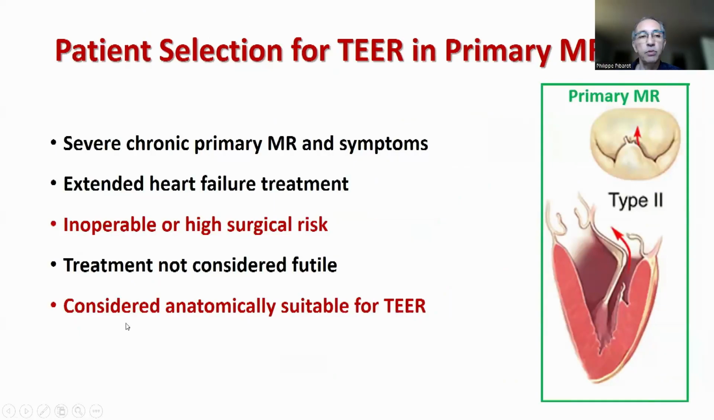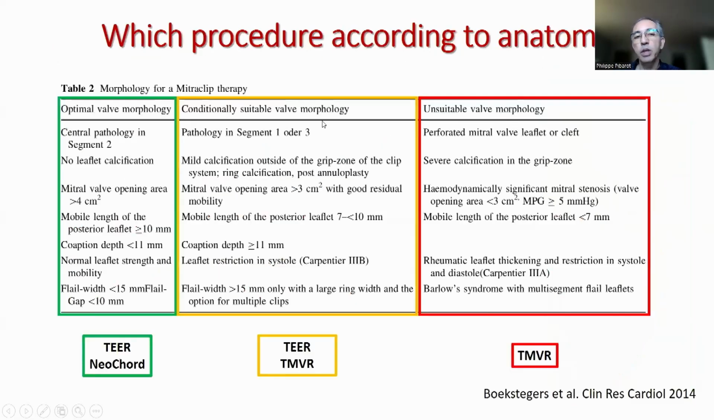So I summarize here again. Severe chronic primary MR and symptoms, extended heart failure treatment has been accomplished, inoperable or high surgical risk, treatment not considered to be futile by the heart team as usual, and again considered anatomically suitable for TEER. And we're going to use the same anatomic criteria that we previously described for secondary MR.